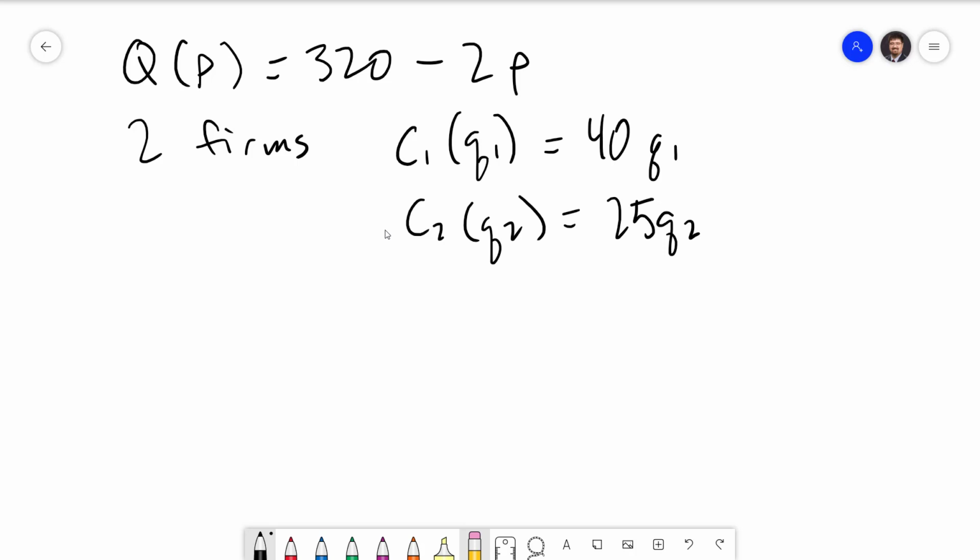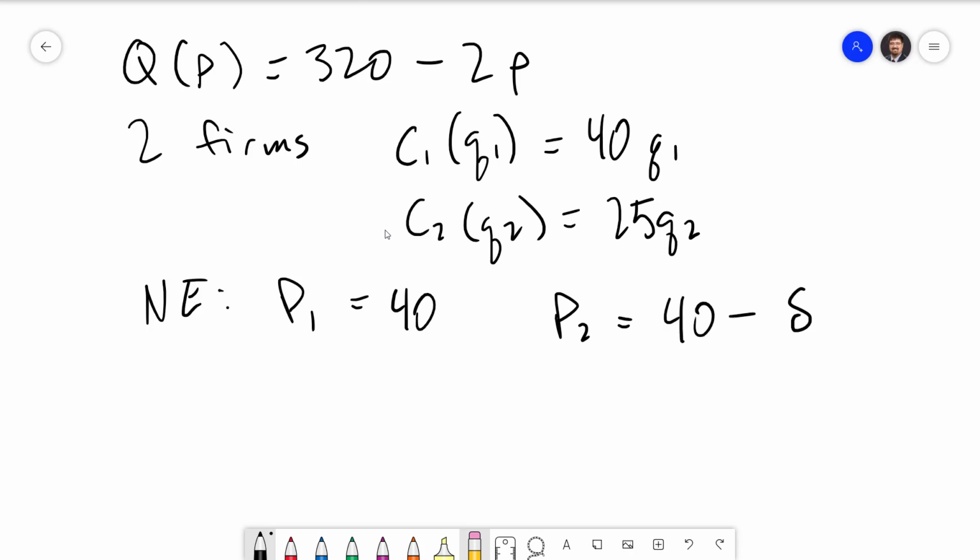At that point, the firms are splitting the market. Firm 1 is making zero profit, but firm 2 is making a profit here, because their marginal cost is only 25. But could firm 2 do better? The answer to that is yes, because firm 2 can undercut firm 1 slightly, and go just under 40, take the entire market, and firm 1 can't do anything about it, because if they try to undercut, they'll end up making a negative profit. And so our Nash equilibrium will be P1 equals 40, and P2 equals 40 minus delta, where delta is a very small number.